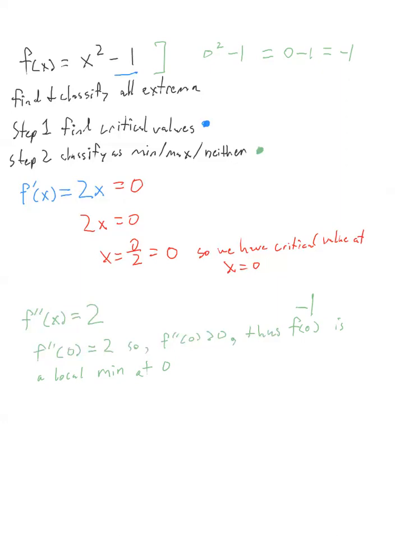This is the process for this kind of question. We take the derivative, we set it equal to 0, we classify whether that critical value is a maximum, a minimum, or neither. And then we give a little sentence saying we have this local minimum or local max of whatever at whatever. So we have a local minimum of -1 at 0.